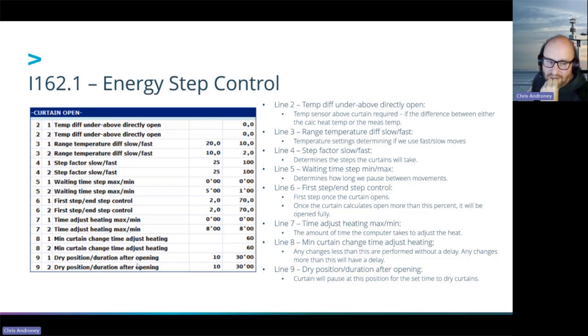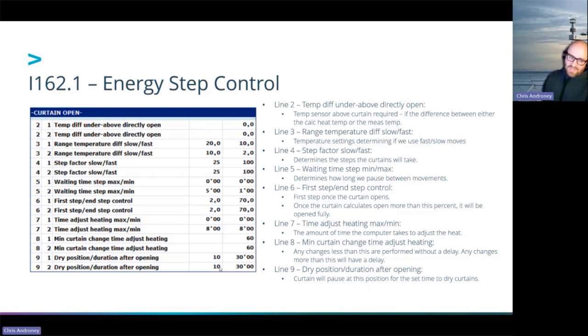And then line number 9, we have a dry position / duration after opening. So what we can do there is when we have a lot of humidity above the curtain and that curtain has a lot of condensation on it, what happens is we control the curtain all the way open. The curtain's going to open all the way and then it's going to act like kind of wringing out a towel. So if you have a lot of moisture on top, the curtain opens all the way, opens and then bunches up nice and tight. Then what happens is you'll get a line of drips across that curtain.